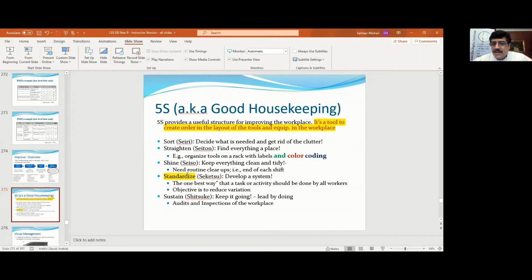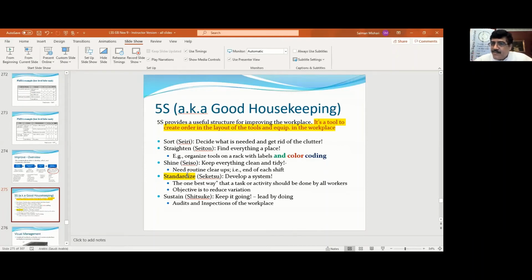Standardize. You need to develop a system. For everything there is a system. This is how we retrieve things. This is how we communicate. Not everybody should do things the way they think. It's like communication in a way. This is standardized by putting a procedure.